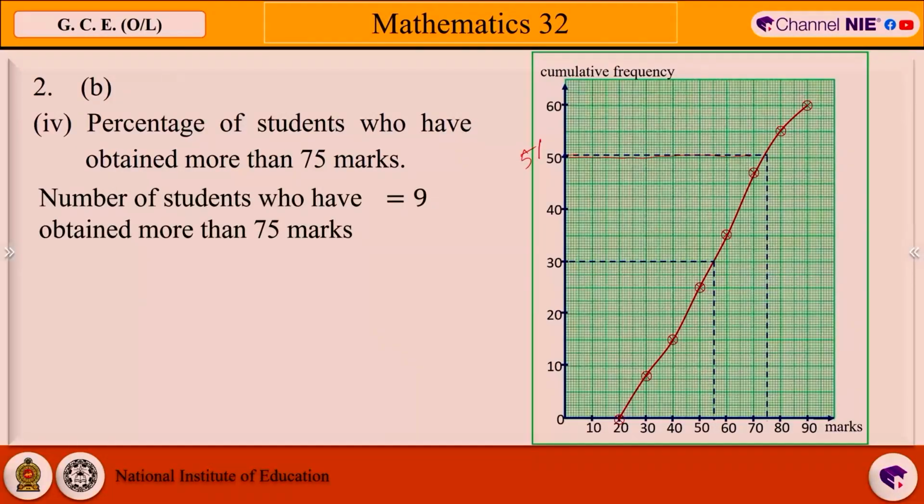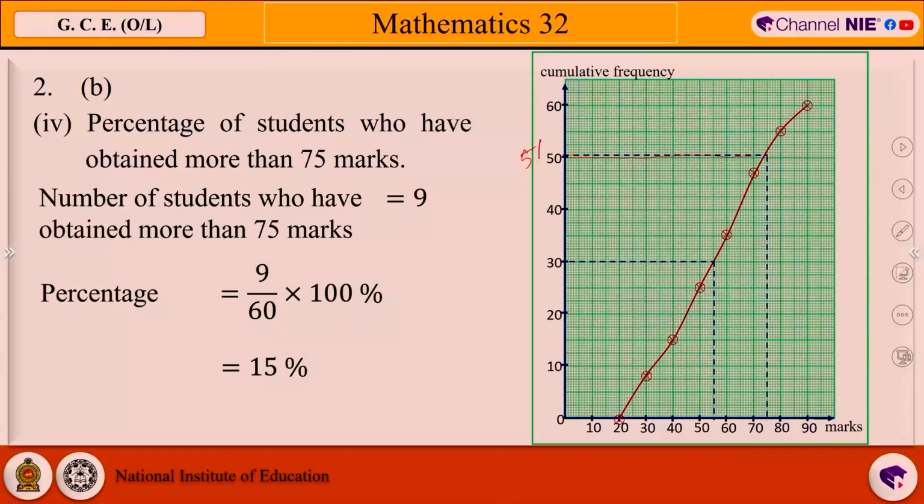You have to find the percentage of it. The total is 60 now. Out of 60 students, 9 have scored more than 75 marks. Then the percentage is 15%. So, finally, we got another 2 marks.